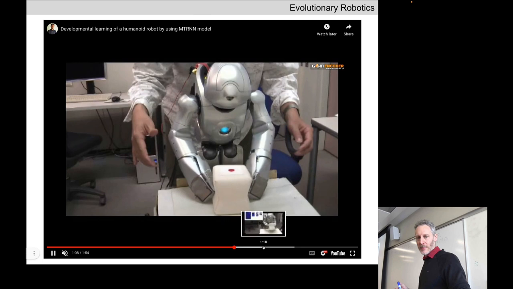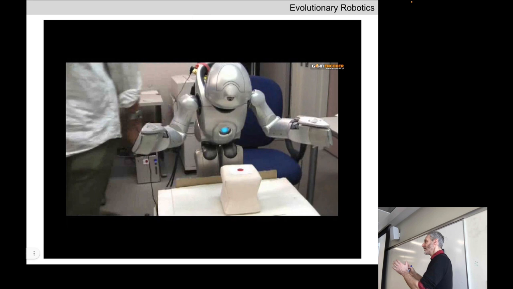Here's the robot learning a different motor primitive. Shake the block left and right three times.